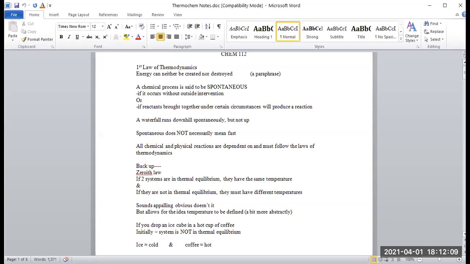But you don't actually have to know what the number values are to understand what the temperature means. Look at the way it's worded. We have two systems that are in thermal equilibrium if they have the same temperature.